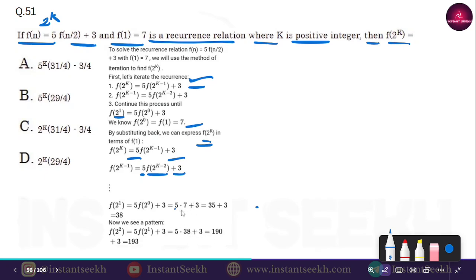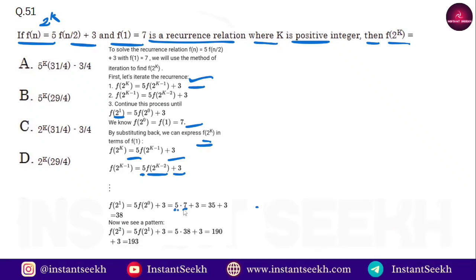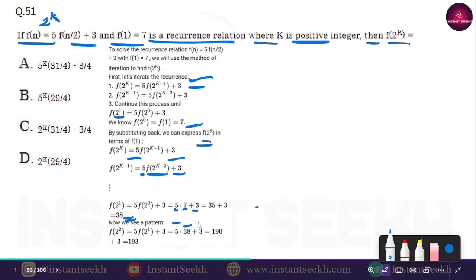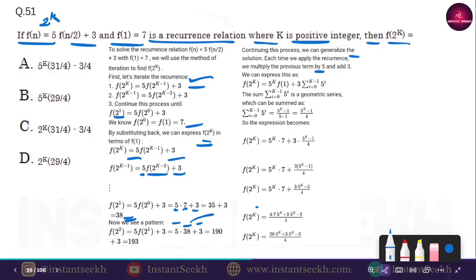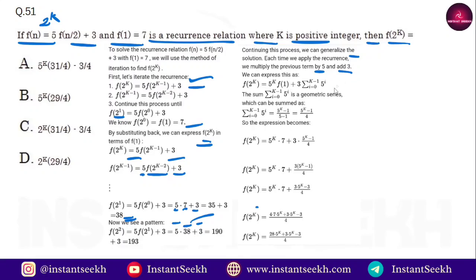If you observe this, 7 is multiplied by 5 and then added by 3. Again, whatever output we are getting is multiplied by 5 and we add 3, and this pattern repeats. So continuing this pattern, we can generalize. Each time we apply the recurrence, we multiply the previous term by 5. There we have multiplied our 38 by 5 and then added 3. So we can write this as a general formula.